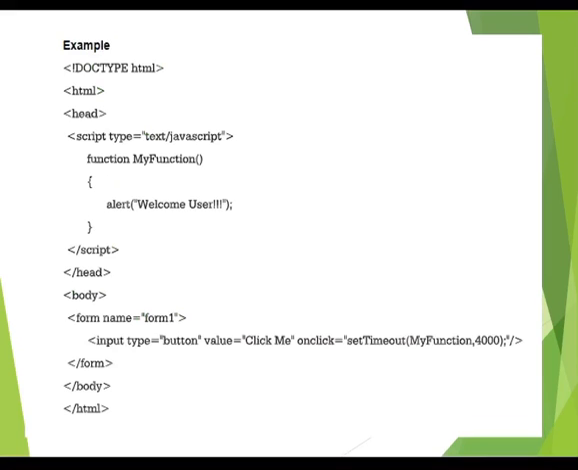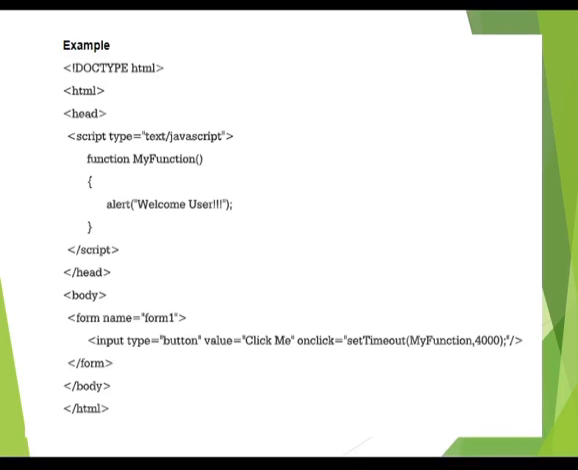We write the setTimeout method, and in brackets we pass two arguments. First is the function that is to be called, so here the function name is myFunction, comma, then how much time the function should wait before executing, specified in milliseconds. Here we have specified 4000. Then close the form tag, close body and close the HTML tag.